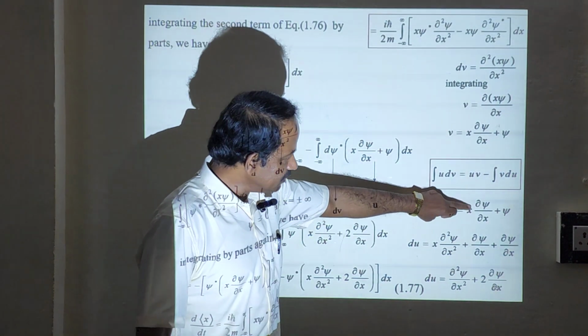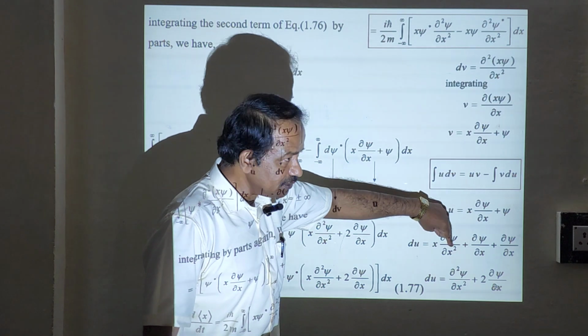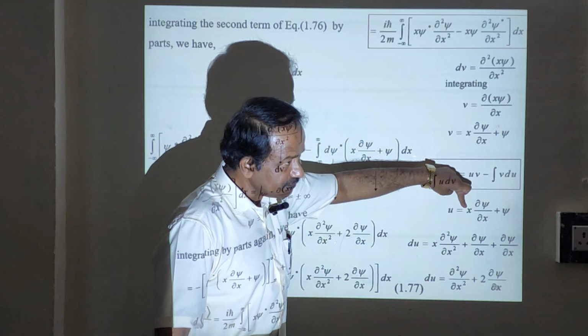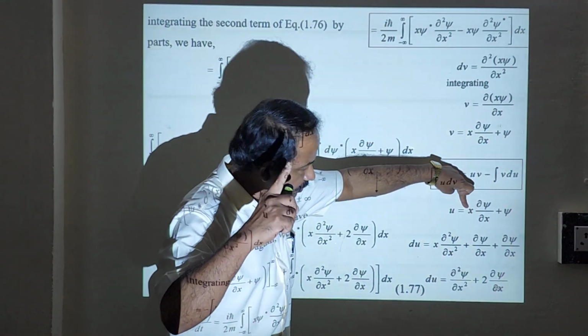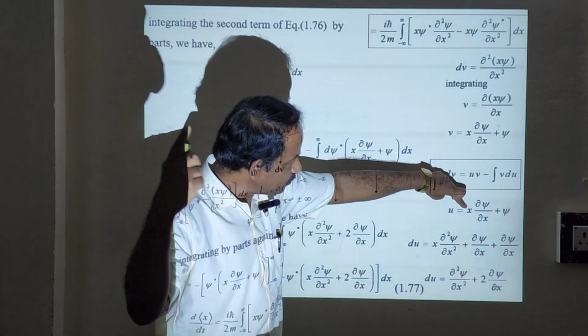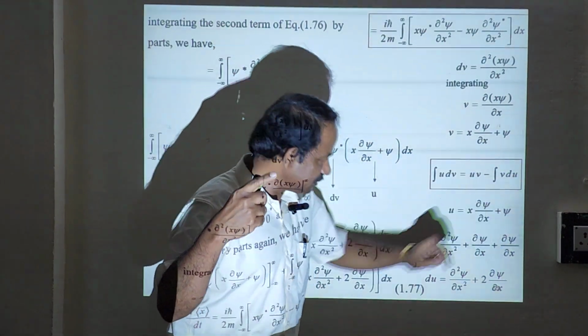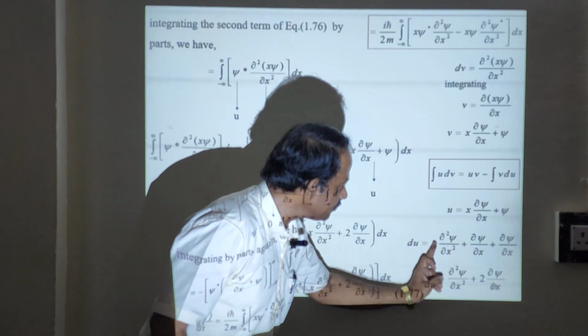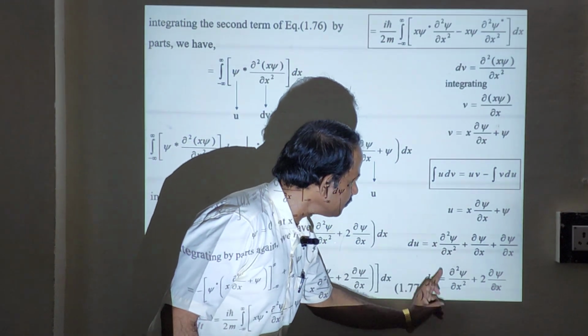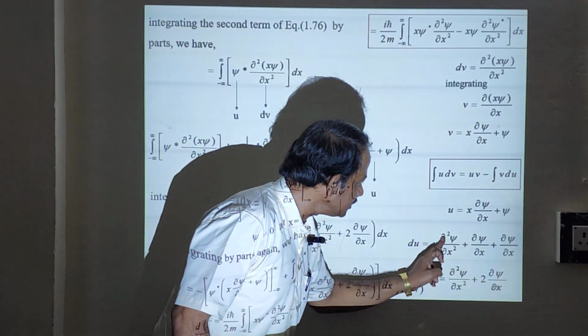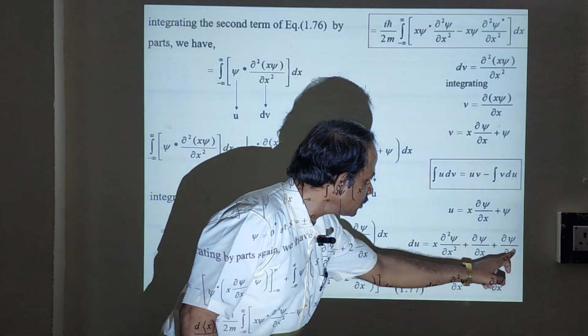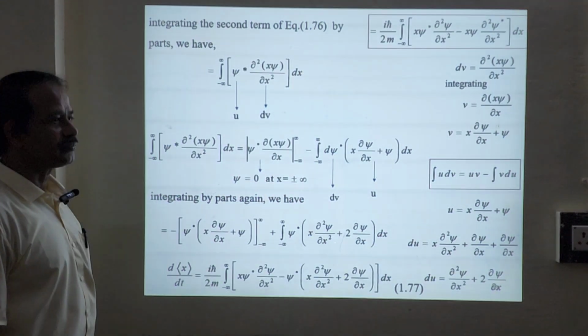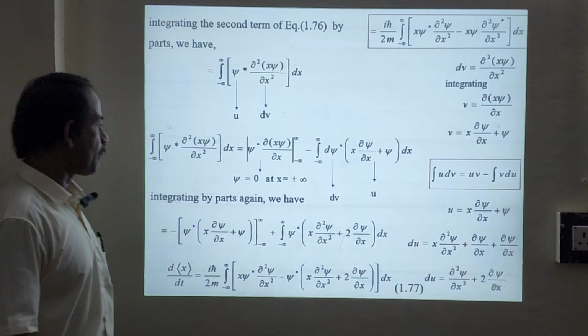We are going to differentiate this. Keep this as constant, differentiate this. Keep this as constant, differentiate this. Answer is 1. Okay, that is dx by dx. Answer is 1. Again you differentiate, you will get this. So the final answer will be, du will be, here x is missing. So x d²ψ/dx² plus 2 times dψ/dx. Okay, here x is missing.